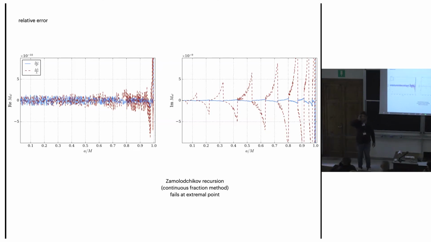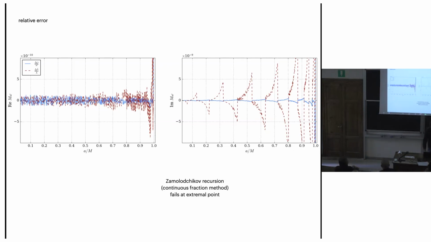I can understand if you are approaching the extremal point from non-extremal solutions, that it's a problem. But you can also solve the equations directly at extremality, right? Because now you have a degenerate horizon, so the boundary conditions will have to... Yes. And in that case, it should not be problematic at all, right? At least that's my experience.